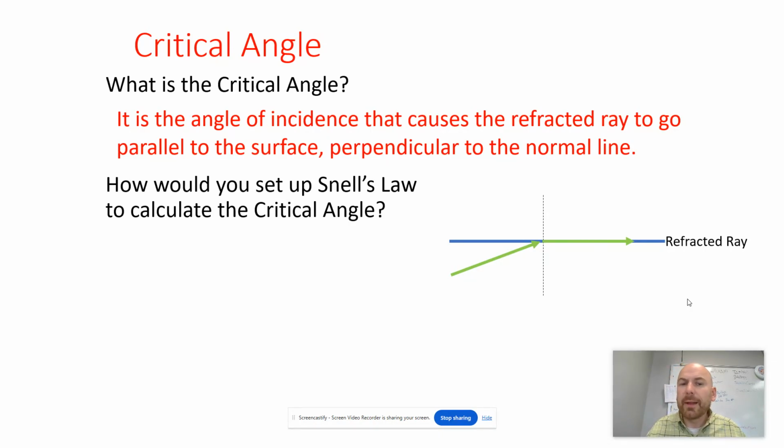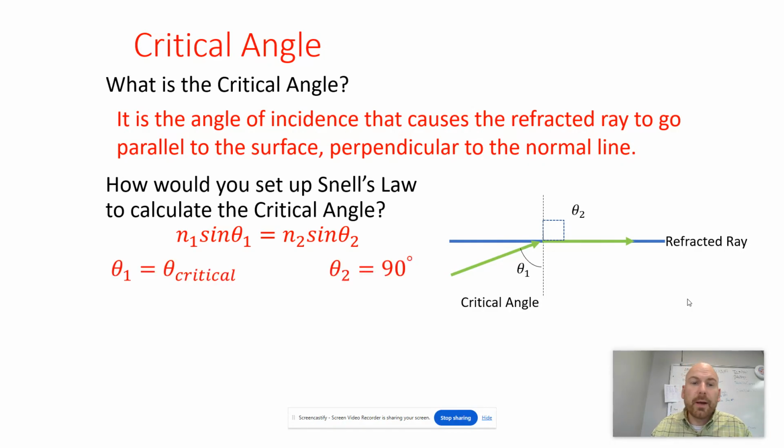So how can we find the critical angle using Snell's law? Well, the critical angle is theta 1, and theta 2, which we always measure from the normal line, is 90 degrees. It's going parallel to the surface, but it's perpendicular to the normal line. So using Snell's law, theta 1 is the critical angle, theta 2 is 90 degrees, and we would set it up this way and we could calculate the critical angle.